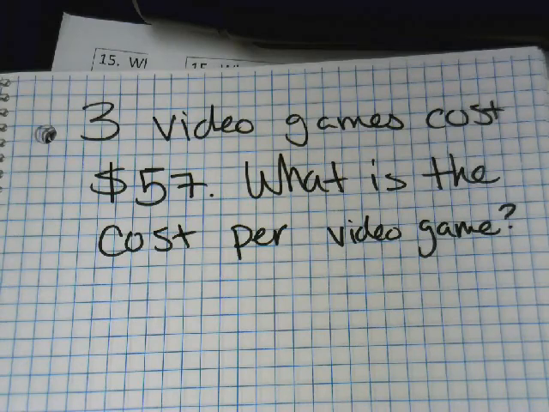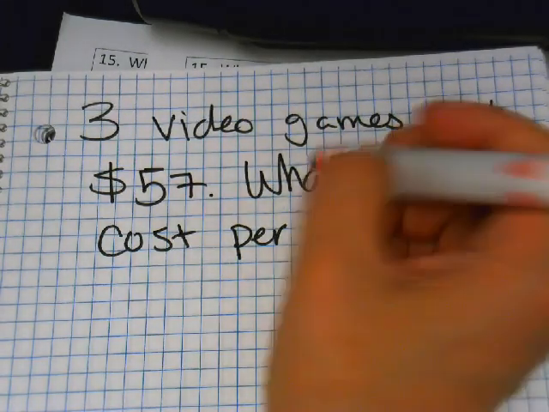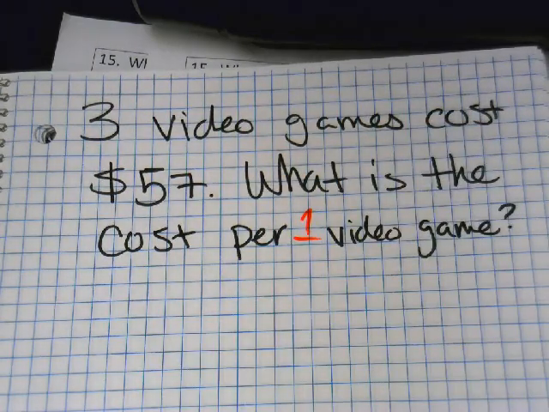All right, so 3 video games cost $57. What a deal! But I get home and mom's like, "Well, how much did you spend for one game? I want to know how much you spent for one game." And I'm like, I don't know. What is the cost per video game? So if it says per video game, what's the invisible number? 1 per one video game. 3 costs 57, but I want to know how much 1 costs.